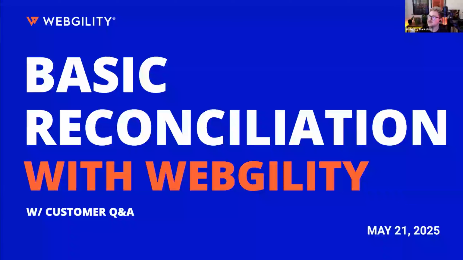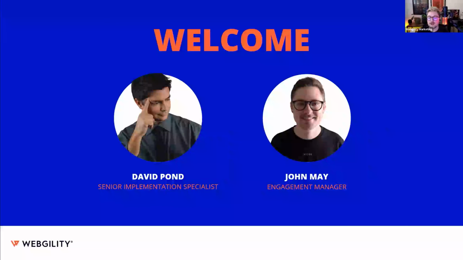We're going to talk about the basics of reconciliation, and then how Webgility kind of fits into the picture, because I feel like there's a lot of misconceptions around reconciliation and automation specifically, and kind of working through the misconceptions and how Webgility can help. Reconciliation is a pretty important thing, I think. So, just to get started, my name is John May.